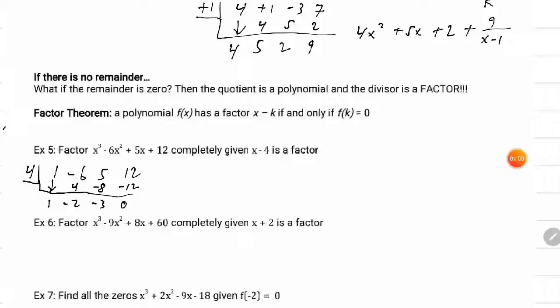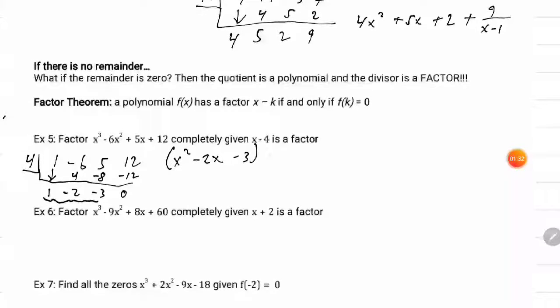Okay, our quotient is right here, remember? And what's that going to look like? That's going to look like x squared, because that's one coefficient, and then minus 2x minus 3. Okay. So we want to completely factor it. So we remember that we know that this is now a factor, and then this was given to us as a factor.